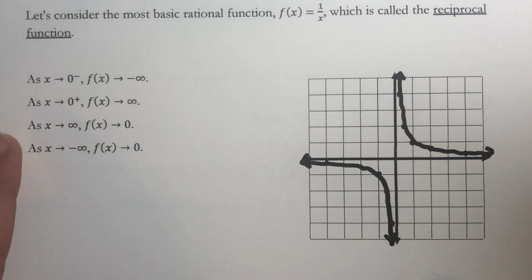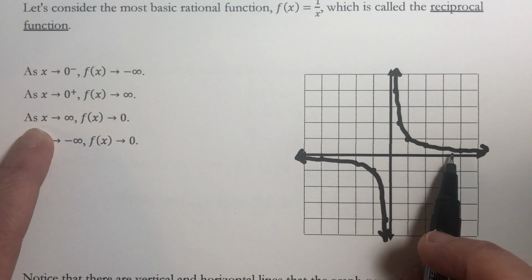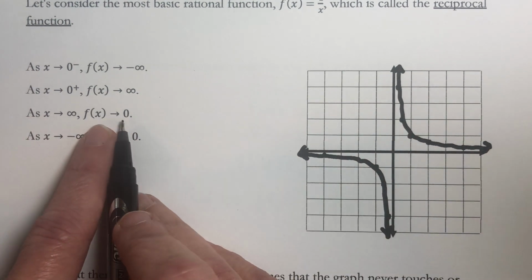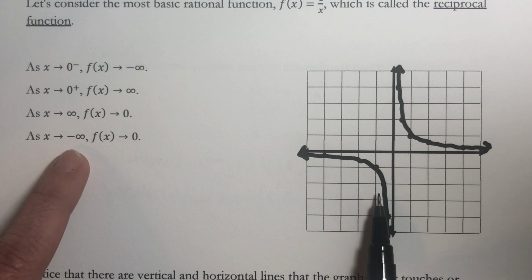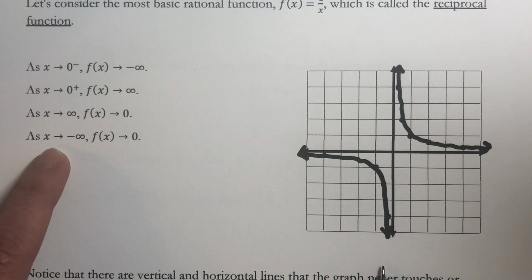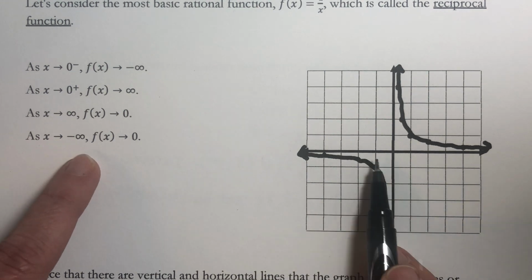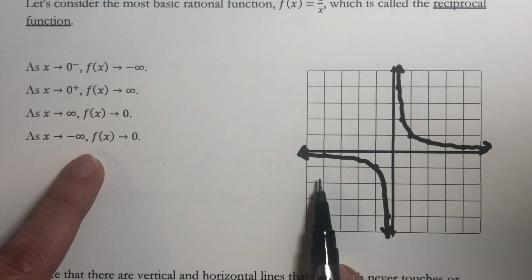Now, as x approaches infinity, so as our x values get larger and larger and larger, what do we get close to? We're getting close to 0. We don't actually touch it, but we get really close. And then the same thing's happening as our x values go to negative infinity. So start on your graph, your x values get smaller and smaller. Your graph is getting closer and closer to 0, or the x-axis.